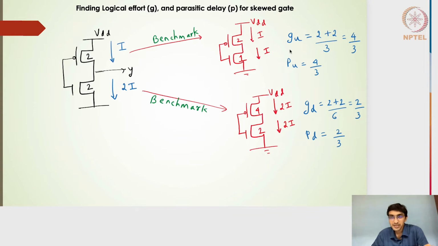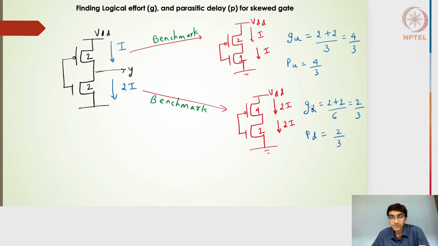And GU will be nothing but, if I consider the input capacitance of this particular gate, it will be 2 plus 2, so 4C, divided by my benchmark inverter's input capacitance, which will be 2 plus 1, which is 3. So my logical effort for the rising output, or the going up output, will be 4 by 3. And my parasitics for the rising output will be the 4C seen at the output node, and the 3C seen at the output node of the benchmark inverter of 2:1. So the parasitic for going up, PU, will be 4C divided by 3C, which will be nothing but 4 by 3.